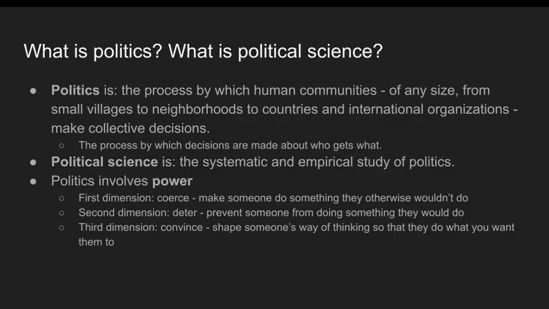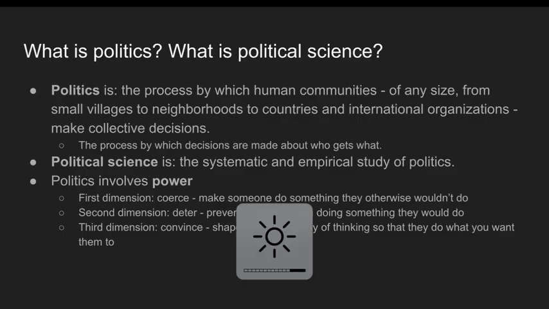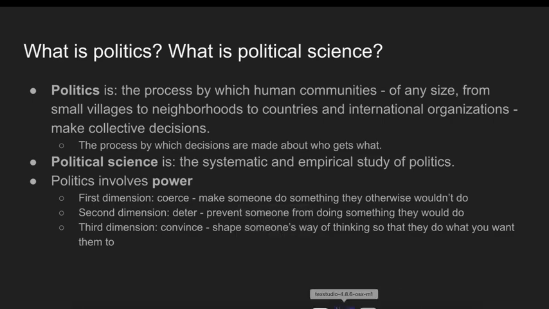And political science is the systematic and empirical study of politics. By empirical, we mean that we are describing the way that the world is, and we're trying to understand things about it, as opposed to making normative claims, or saying this is how we think the world should be. So we're really using data and observations to try to understand how politics happens. And politics involves power. It involves these three dimensions of power, which I will mention in another mini lecture for this week.